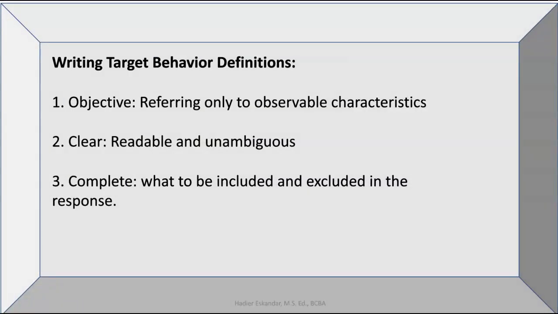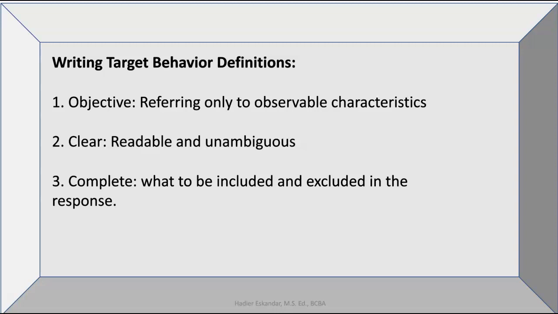Writing target behavior definitions requires three main parts. First, it has to be objective, meaning referring only to observable characteristics, so you cannot write vague terms. If three people take your definition and go into the environment to observe it, they would know exactly what to look at. So it has to be measurable and observable. Second, it has to be clear, meaning readable and unambiguous. Again, you have to be very clear in what you mean by the terms you use.